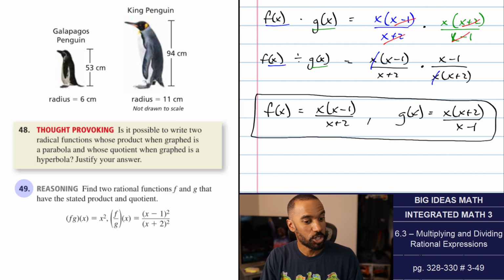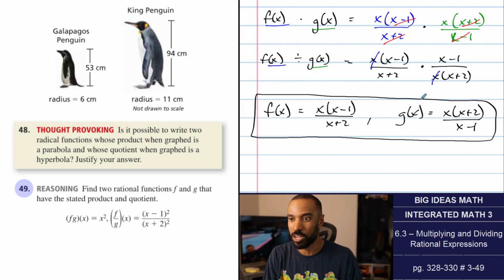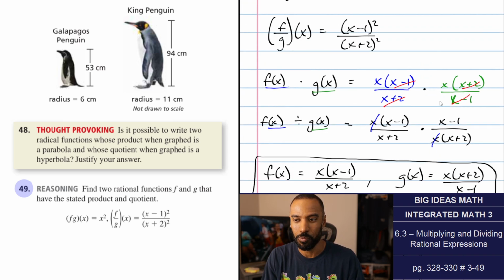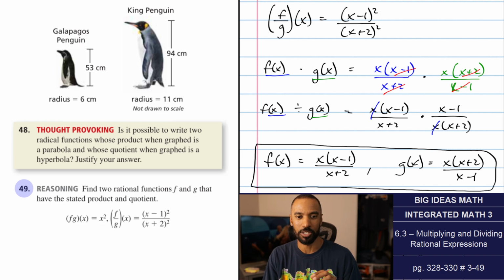Now, they didn't state restrictions. They should have stated restrictions on these. That would have been nicer. We did that for every problem. They should have done the excluded values.